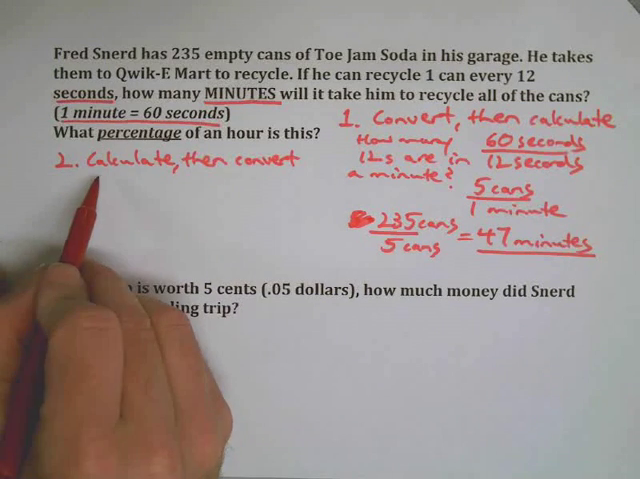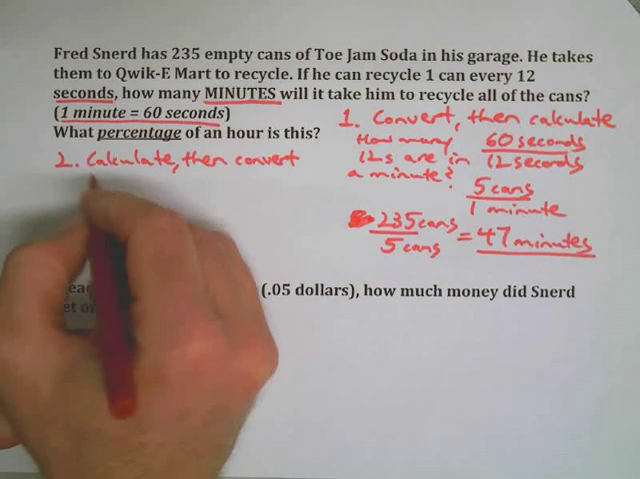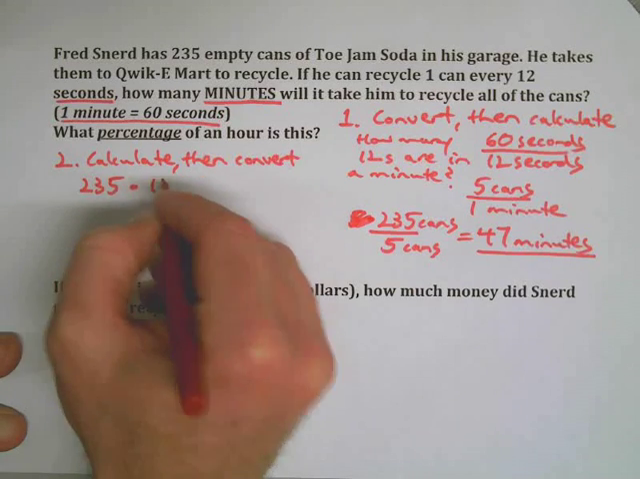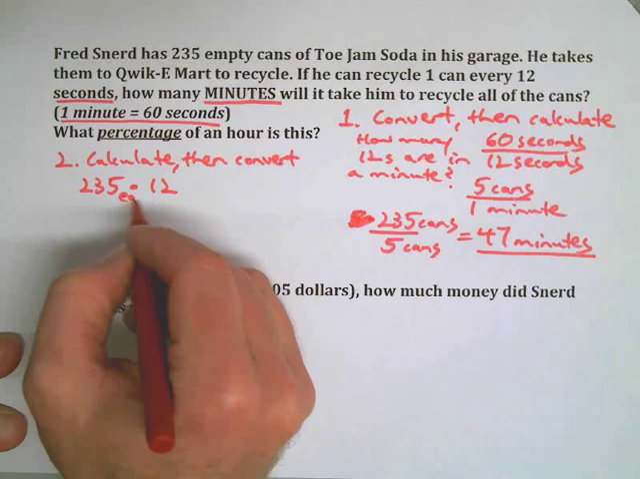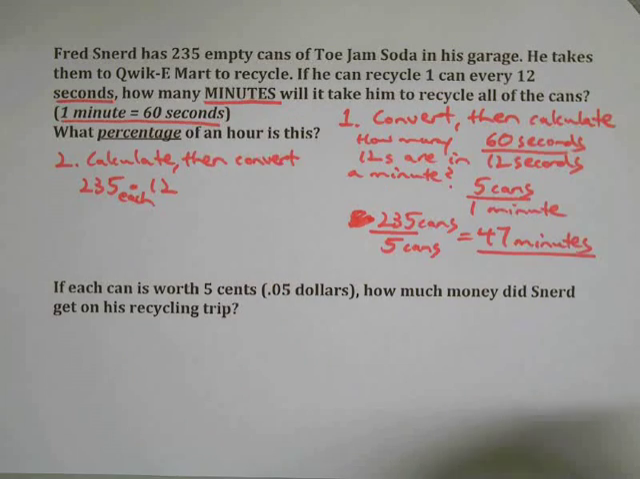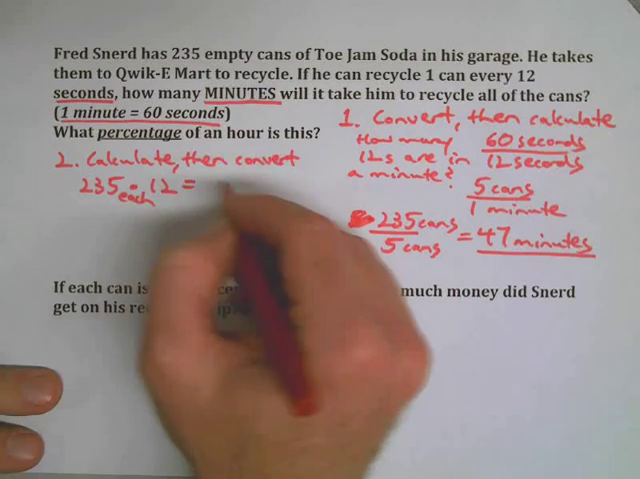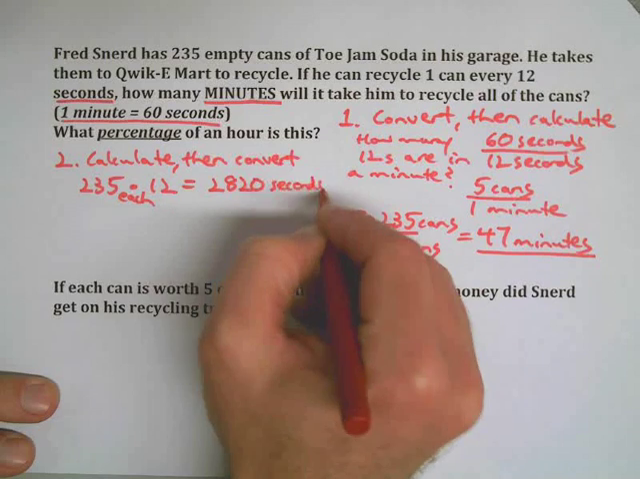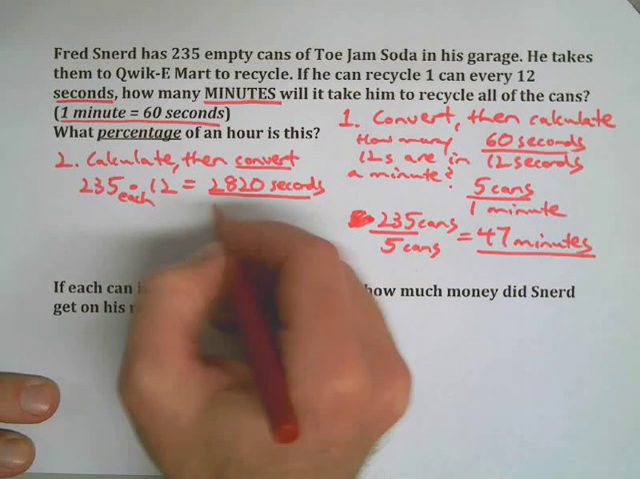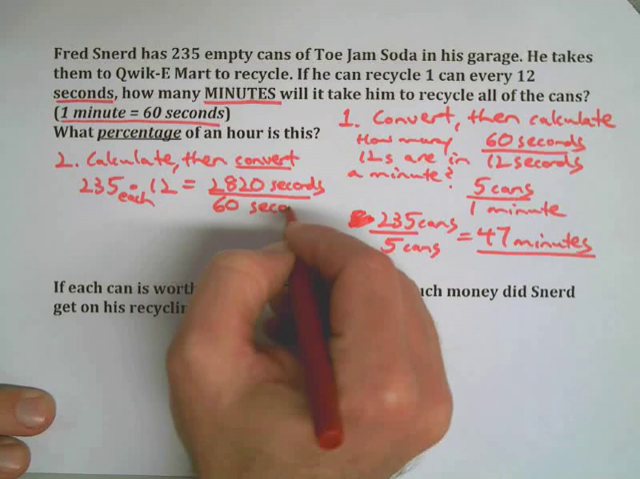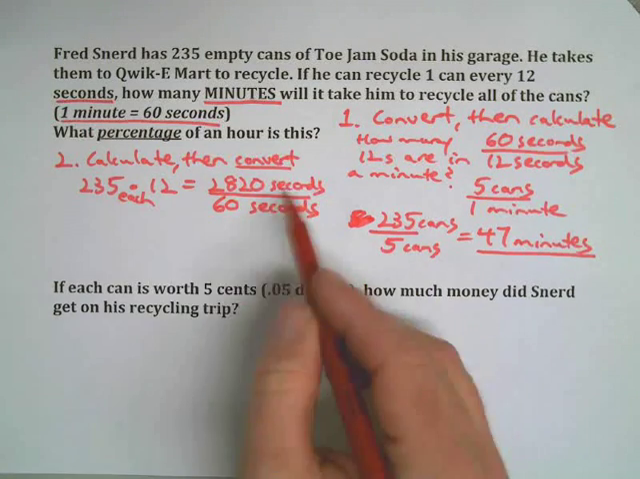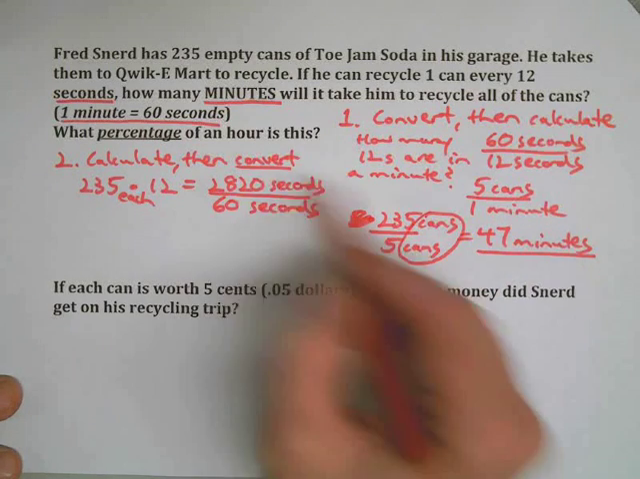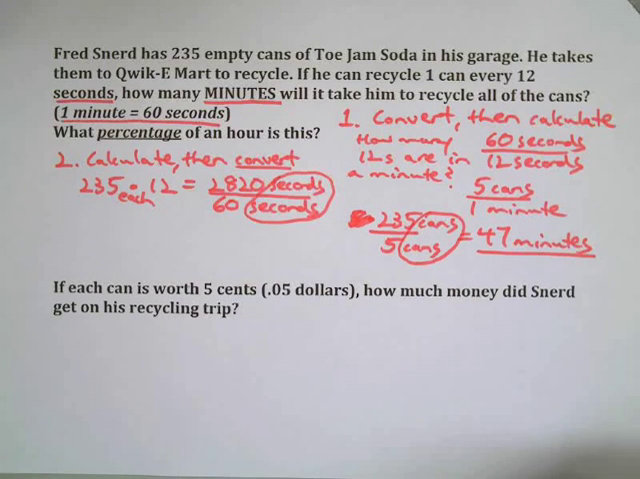Okay, we could also do this as calculate then convert. So we could start by doing the 235 cans, 12 seconds each. Remember, multiply can also mean each. And we come up with 2,820 seconds. Then we're going to convert that by dividing by 60 seconds. Why? Because there are 60 seconds in a minute. This will tell us how many minutes. Just like we did cans for cans over here, we're doing time for time over here, seconds for seconds.